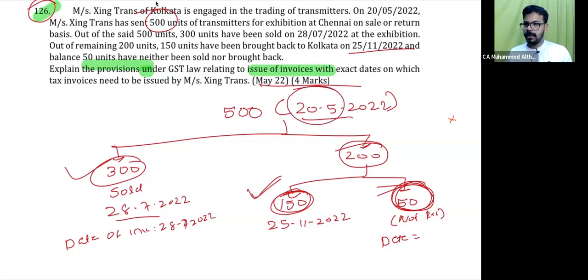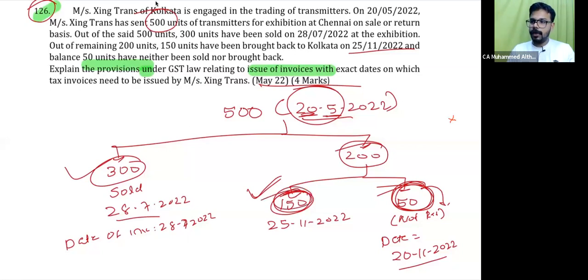20th May is the date of sending. So 1 month will be 20th June, 20th July, 20th August, 20th September, 20th October, 20th November. 20th November is the date on which that 6 months gets over. So you have to issue invoice for these 50 items on 20th November.